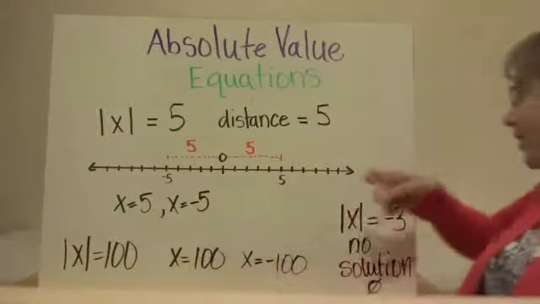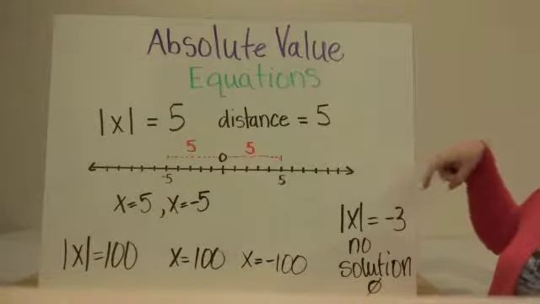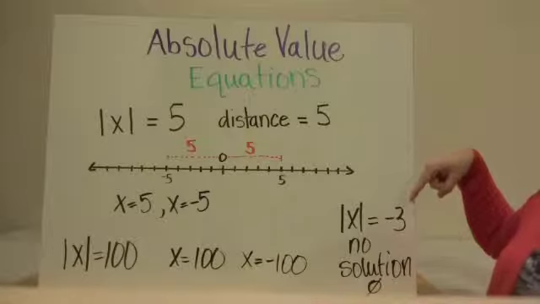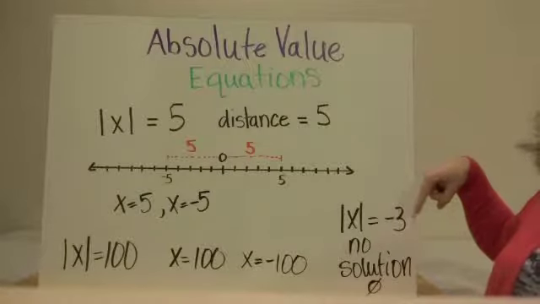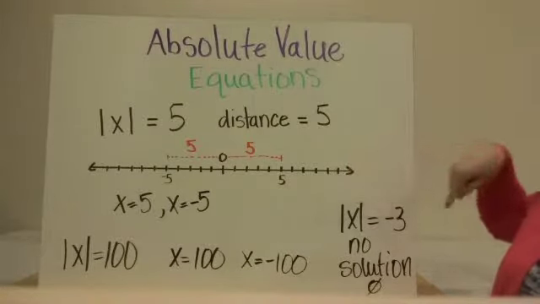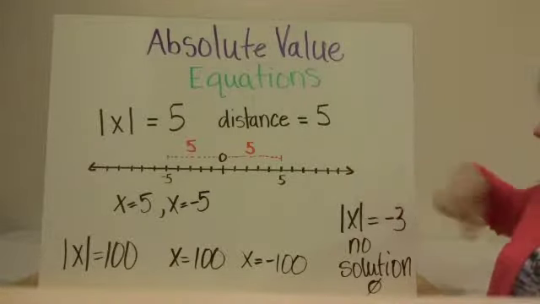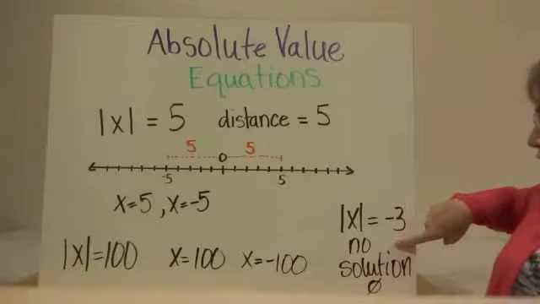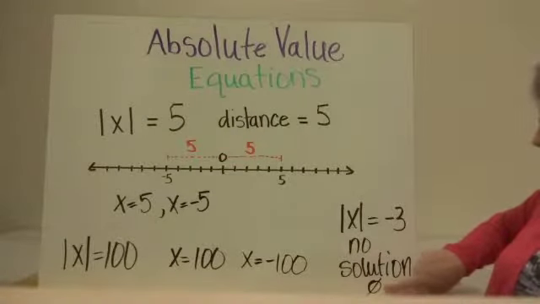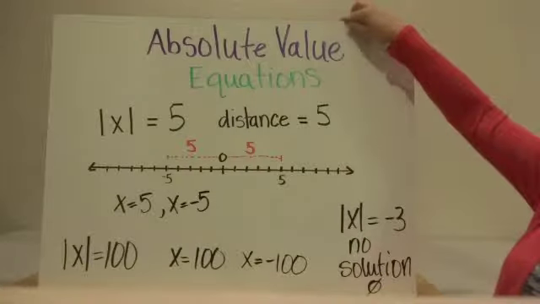If we have something that looks like this, the absolute value of x is equal to negative 3, there's no solution that's going to give us that distance of negative 3. Our distance is always positive, so anytime you have an absolute value set equal to a negative number, you will get no solution. You can also write it like this, a little zero with a line through it.